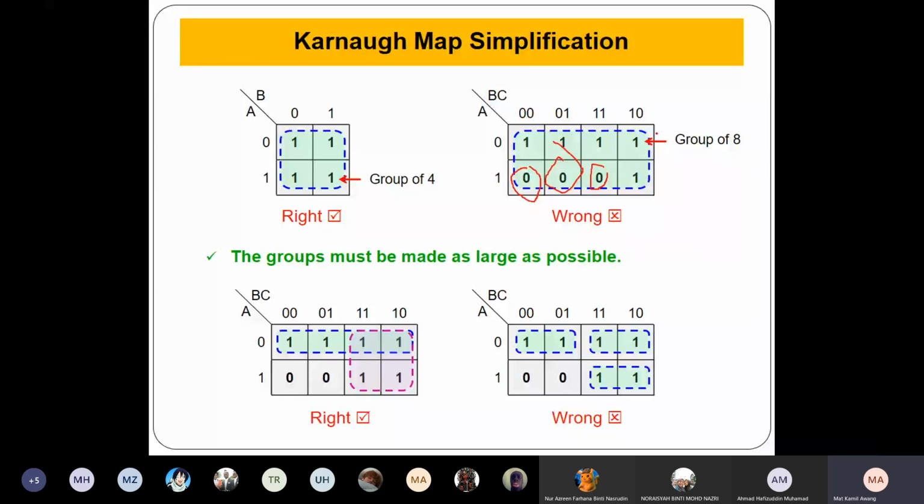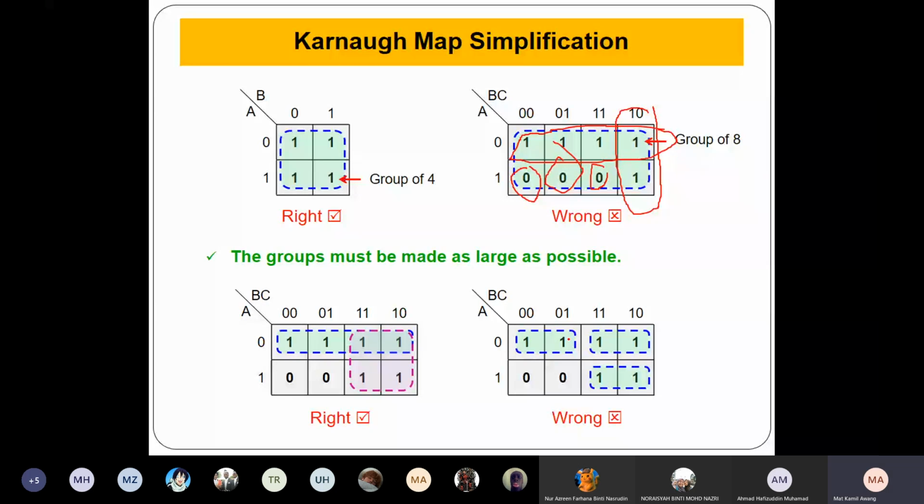If you have something like this, then this is a group of 4 and another one is here. You can group like that, but you cannot group like this. The group must be as large as possible. So this is correct, because you have a group of 4 and a group of 4 here.